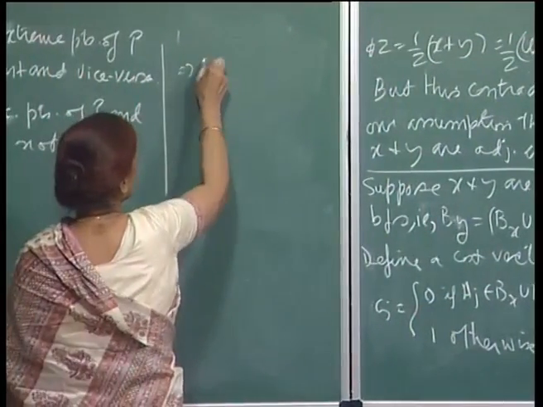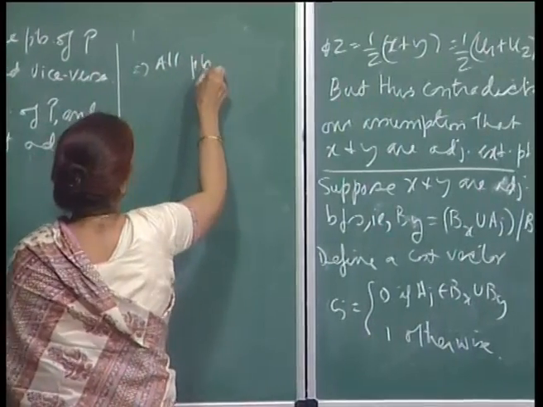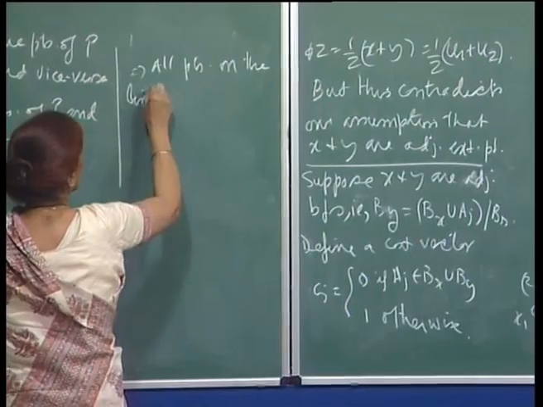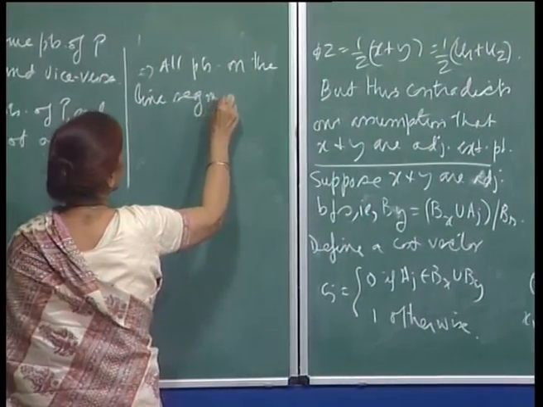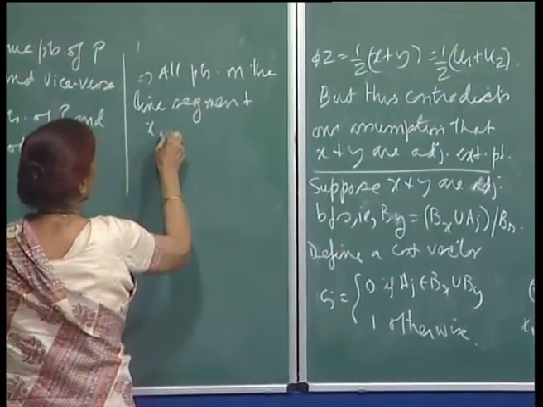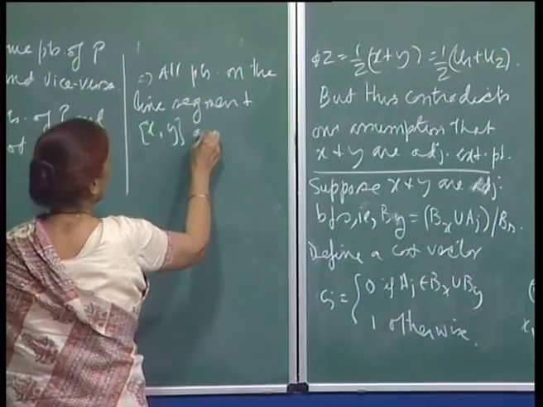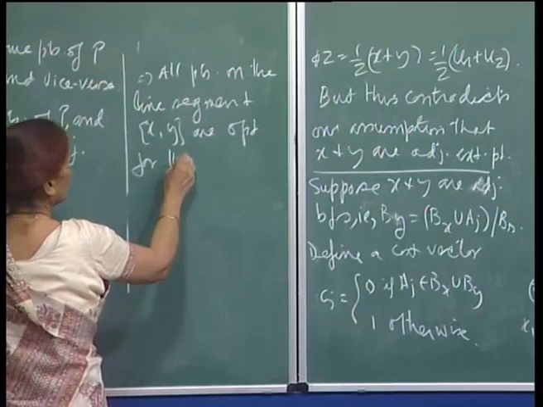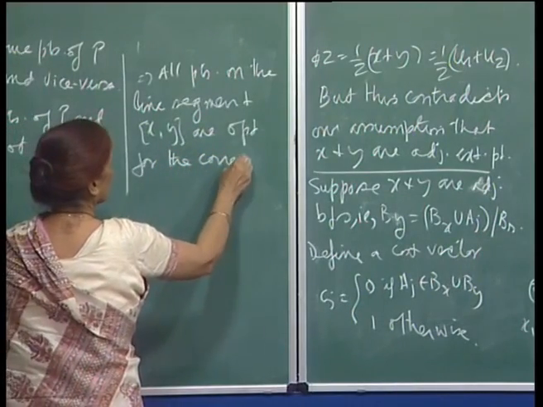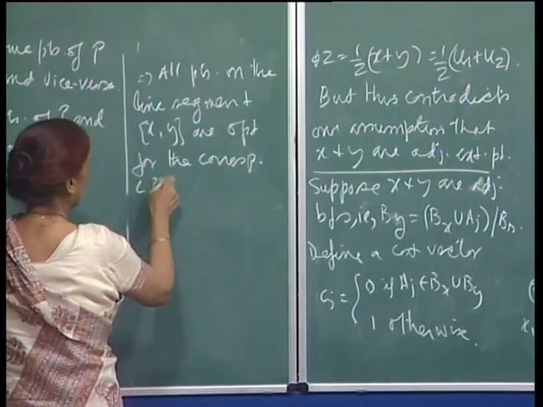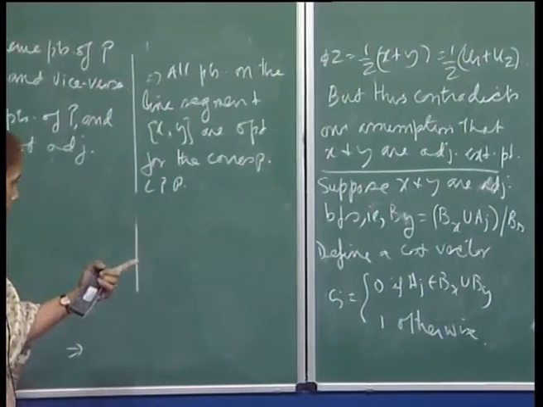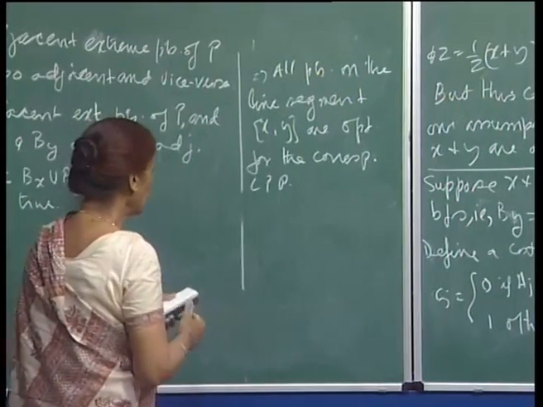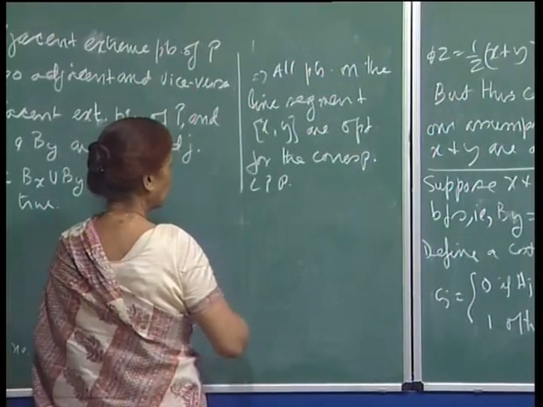So this implies that all points on the line segment xy are optimal for the corresponding LPP, right? With this objective function, all points here are optimal, right? Which implies what?